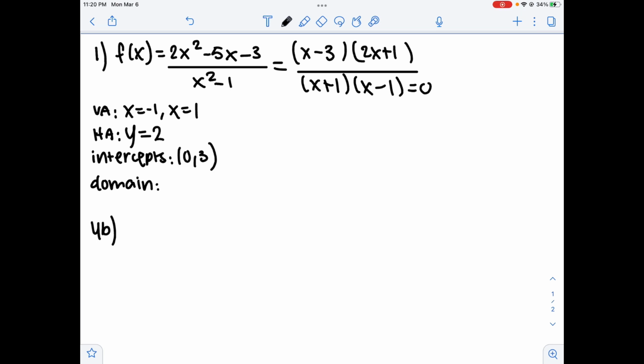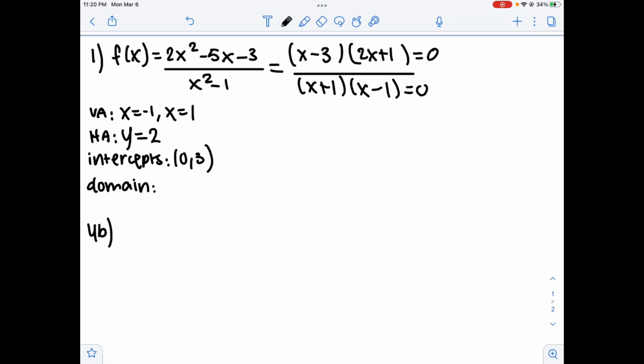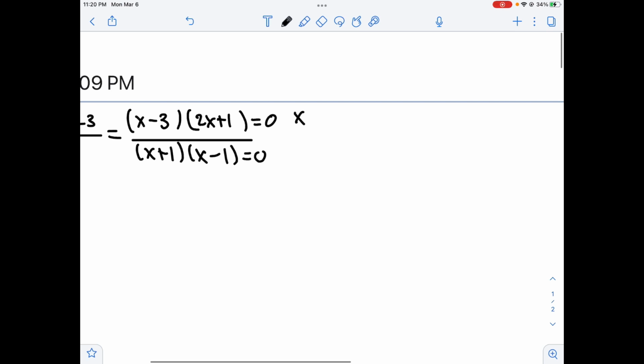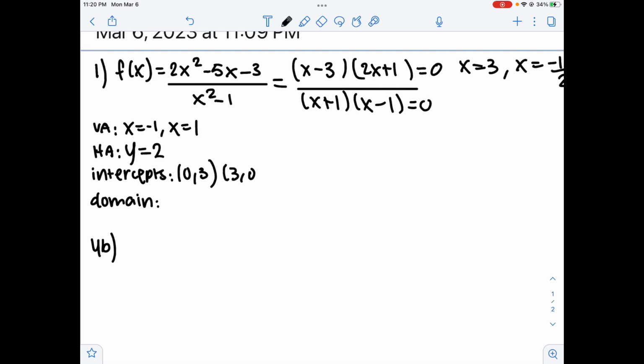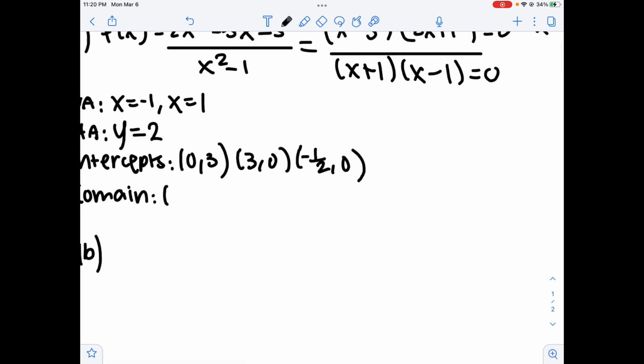And then for the x-intercepts, we set the numerator equal to 0. So we get x equals 3 and x equals -1/2. So our ordered pairs would be (3, 0) and (-1/2, 0). Now for the domain, we would get -infinity to -1, union -1 to 1, union 1 to infinity.